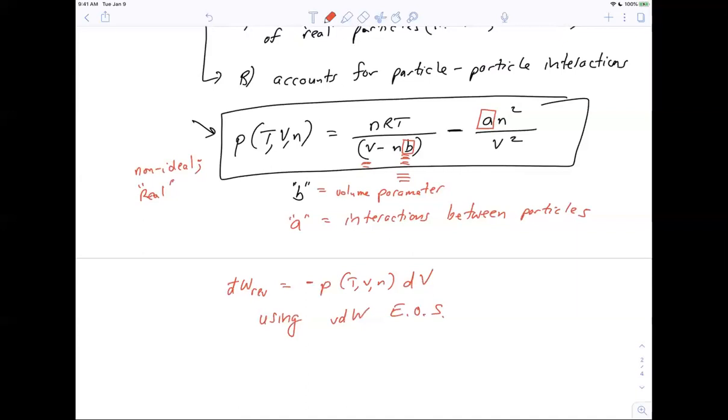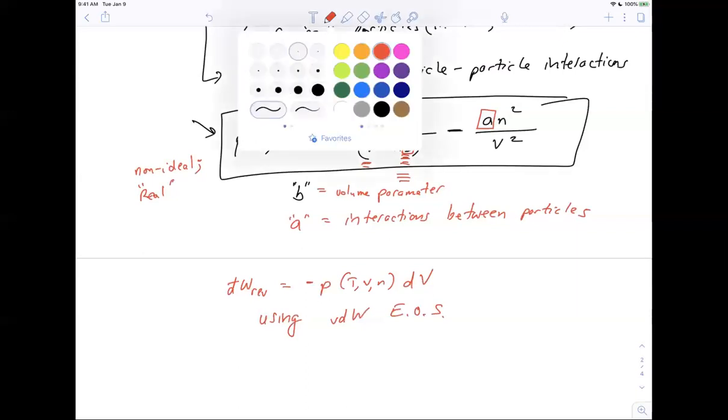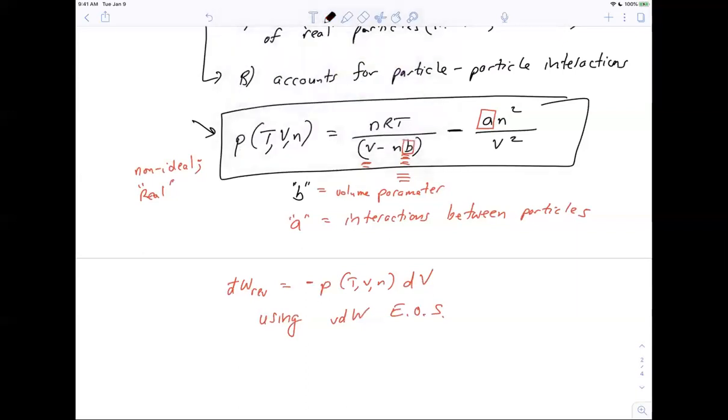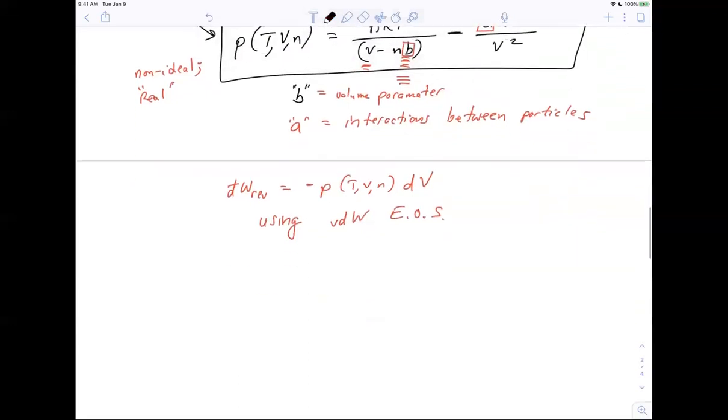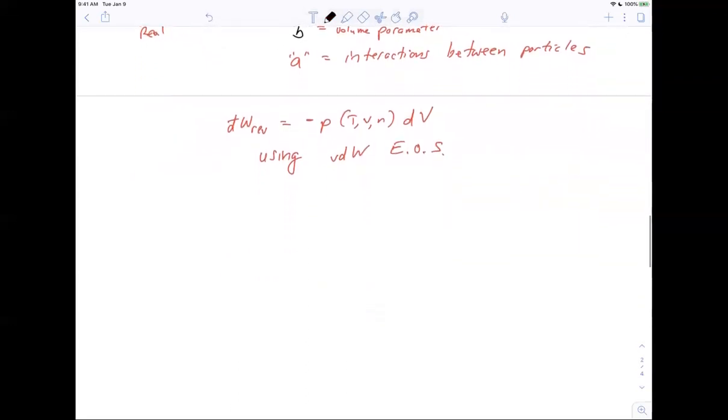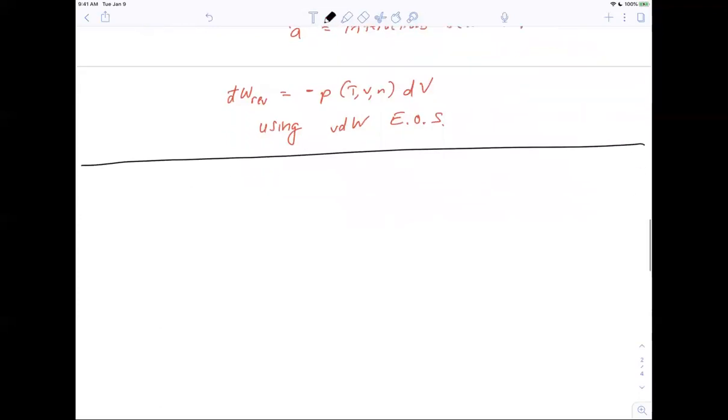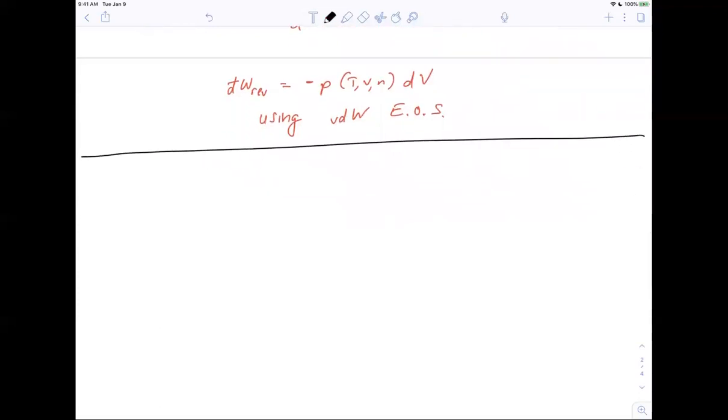Okay, awesome, great. So let's move on. Next points that I want to address. All right, so that was a whole bunch of stuff on work. Now we're going to go back to the first law and address a few things. So that's reversible work and a lot of the consequences of that. Let's go back to the first law and focus on a few things called constraints.